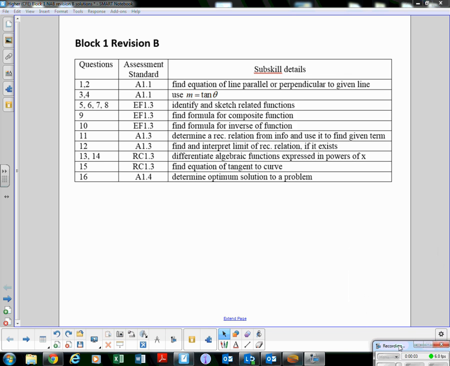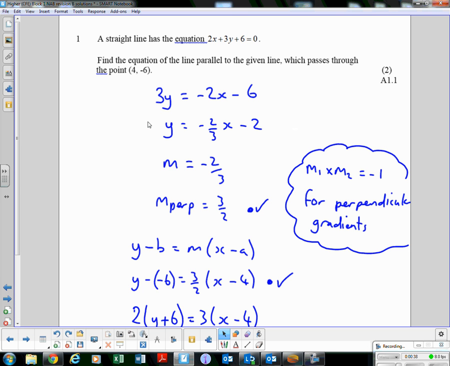We have the Block 1 Revision B Higher Maths, New Higher Maths, CFE Higher Maths, and these are the sub-skills that the questions relate to. So Block 1, as we do at Wade Academy, is straight line differentiation, sets and functions, including transformations of graphs, trigonometric functions, and things like f of g, g of f, and inverse functions, and also recurrence relations. Different schools might do it a different way, but if you are being assessed on these assessment standards, this is good practice for you. Let's have a look at the questions.